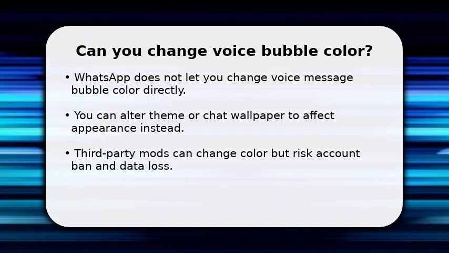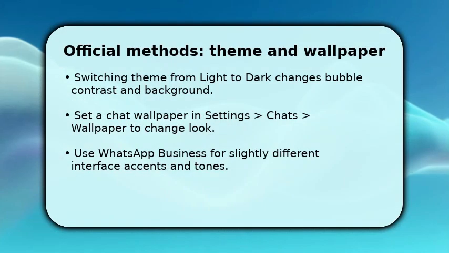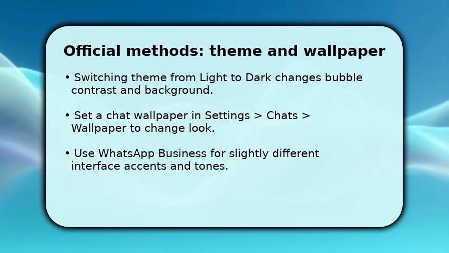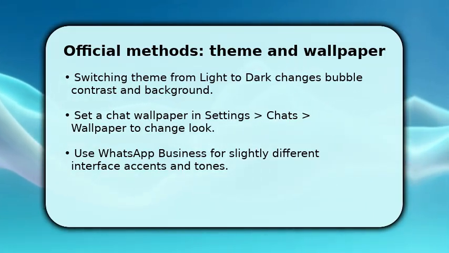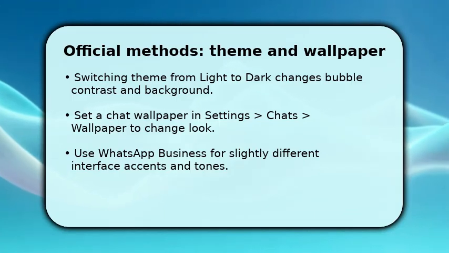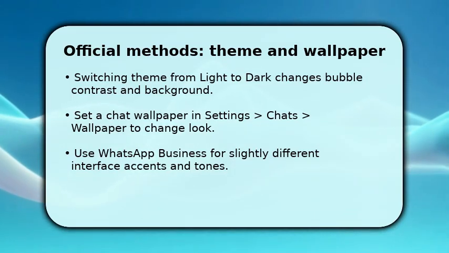Open WhatsApp and tap Settings to change your app theme. Go to Settings, then Chats, then Theme to select light or dark. Next, choose Settings, Chats, Wallpaper to set a chat-specific image or color. Pick a solid color, gradient, or photo to alter bubble contrast and perceived color.